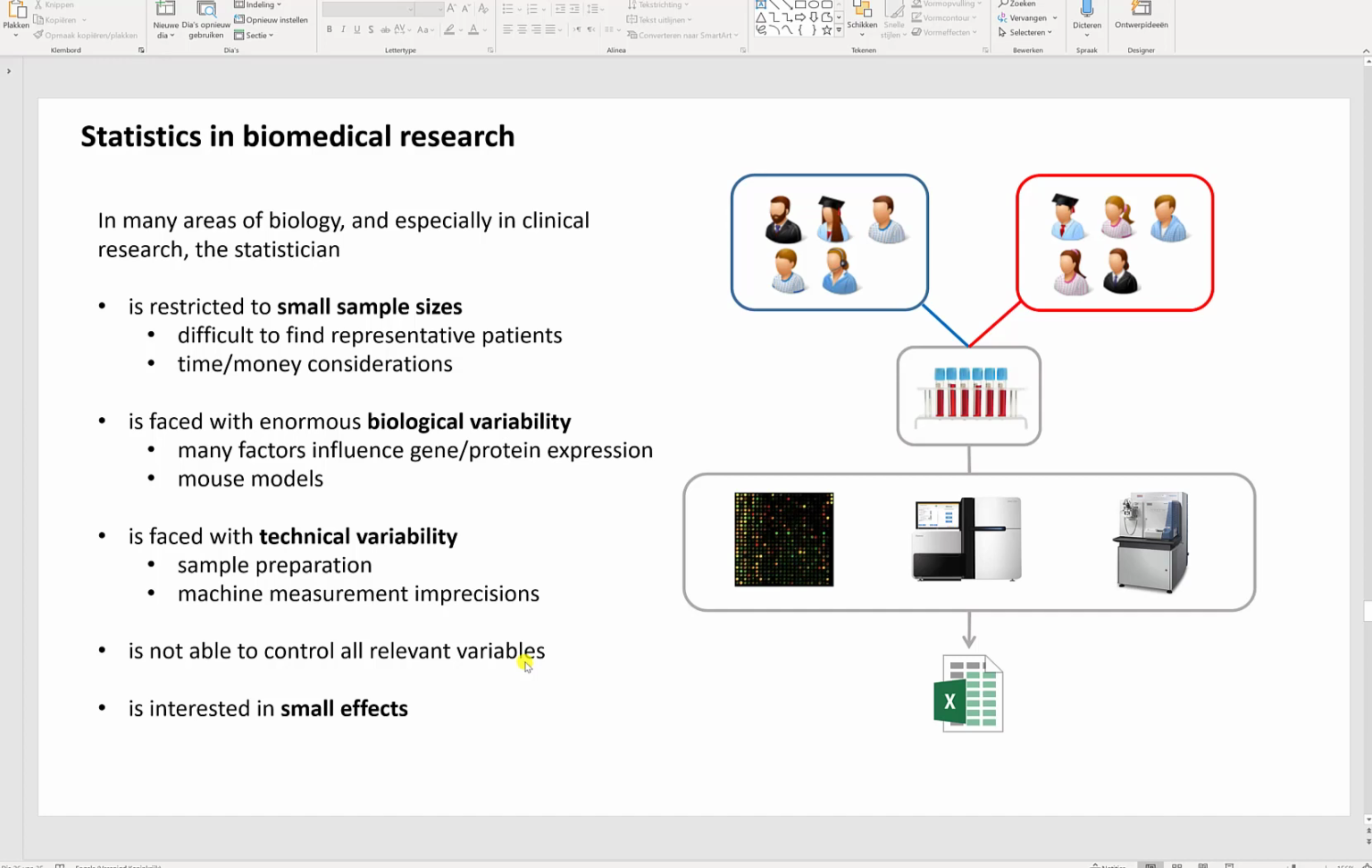But it's impossible to control for all of these relevant variables, right? And then on top of that, in biomedical research, we are also typically interested in very small effects, or very small differences in expression of genes or proteins. So that actually makes biomedical research a very good fit for statistics.